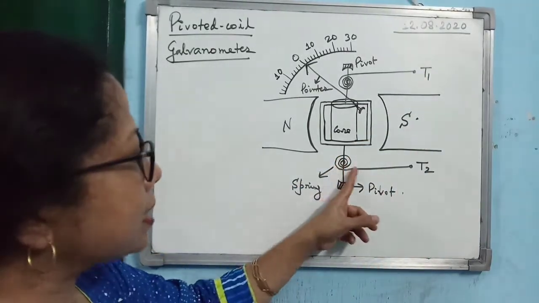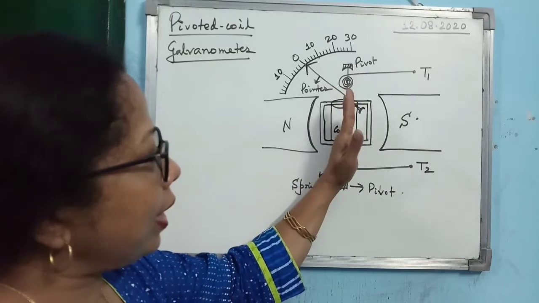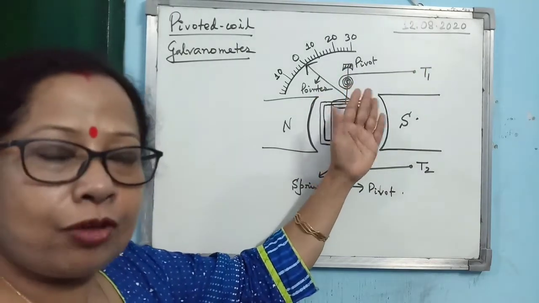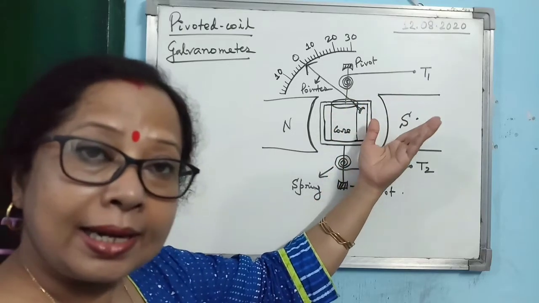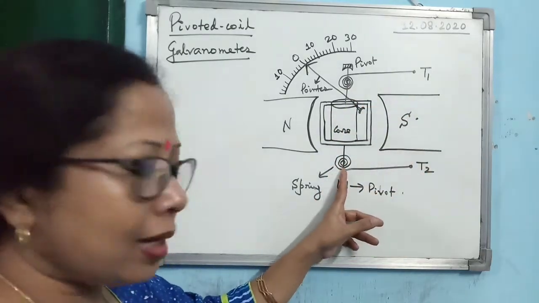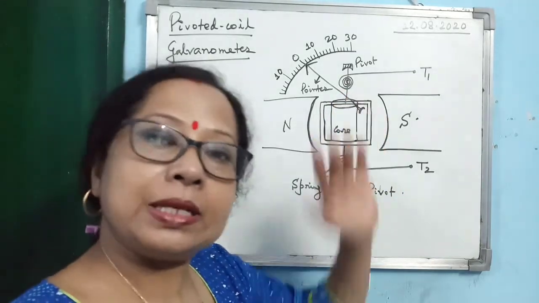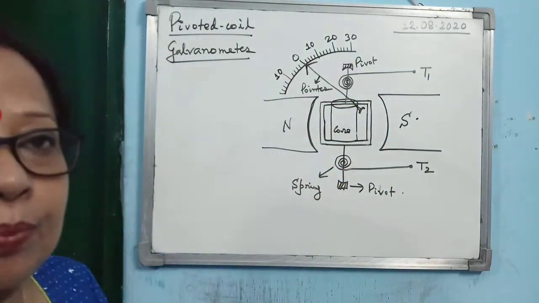And why is it connected through a spring? When you are sending the current, the coil will deflect. Now when the current is withdrawn, this spring will take the coil back to its original position. That's why springs are provided.